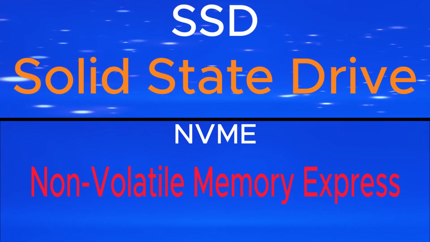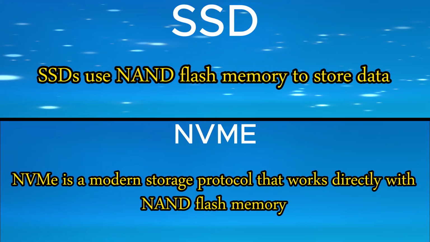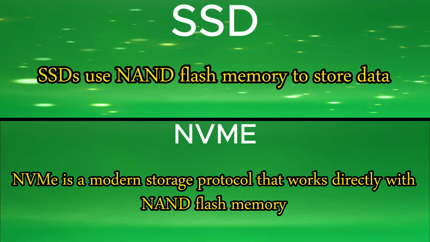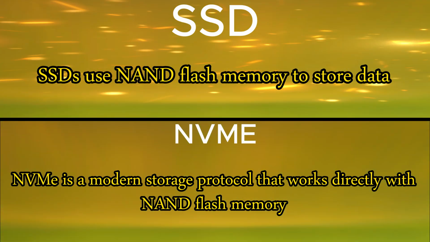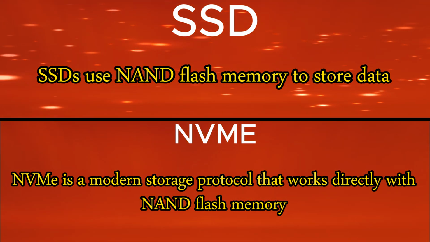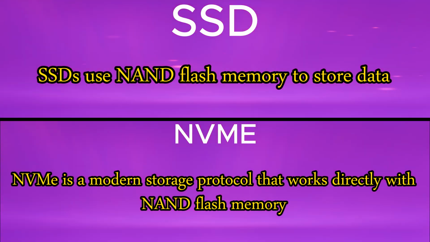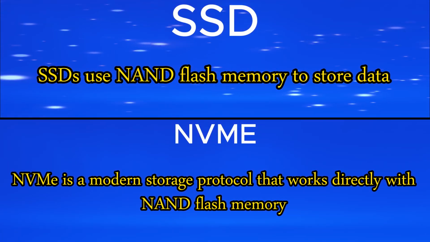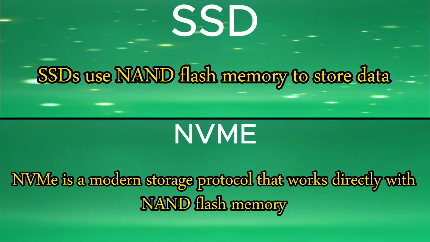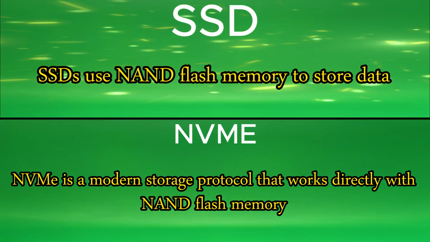Comparison between NVMe and SSD. 1. Technical architecture: SSD, solid-state drive. SSDs use NAND flash memory to store data, and they are a major improvement over traditional hard drives, HDDs. They typically use interfaces like SATA or SAS, which are older and slower compared to newer interfaces.